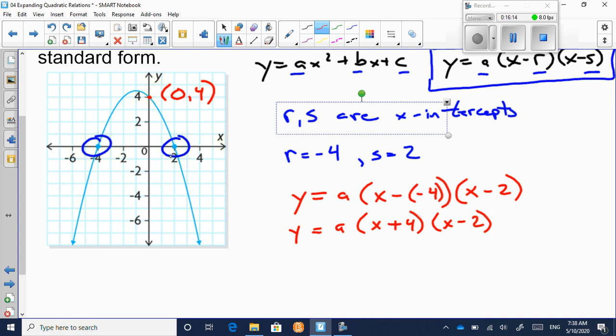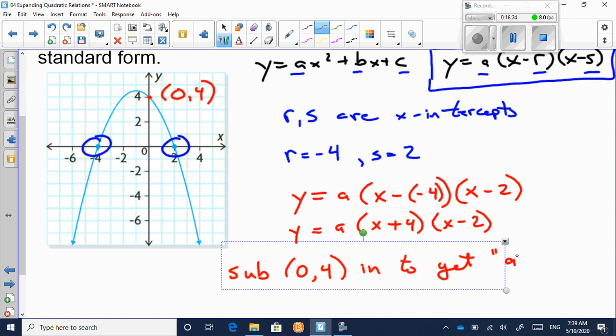Some of you may say, well, why wouldn't you just sub in your x-intercepts? Unfortunately, you can't use those at this stage. You have to use a different point. And so that's why we'll pick that point. So we're going to sub (0, 4) in to get a.